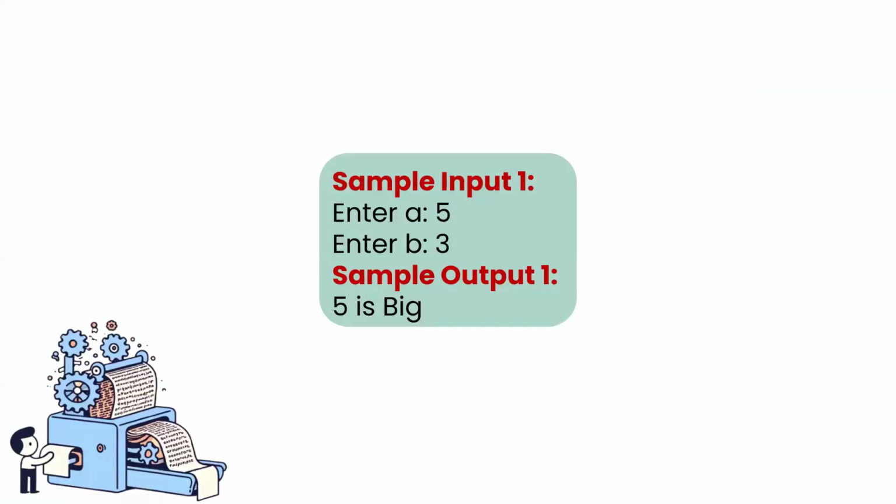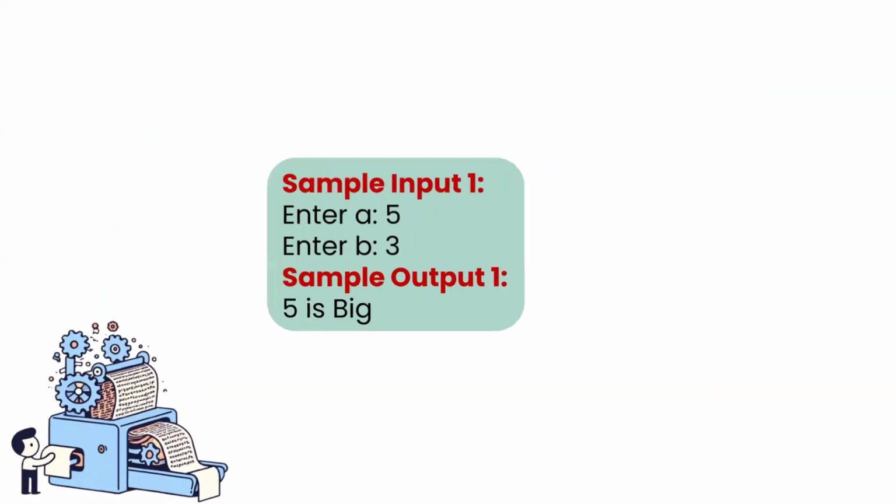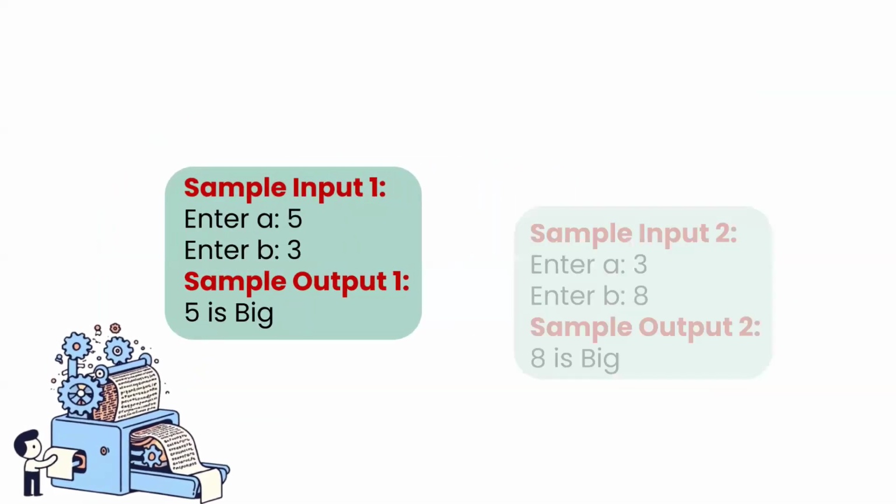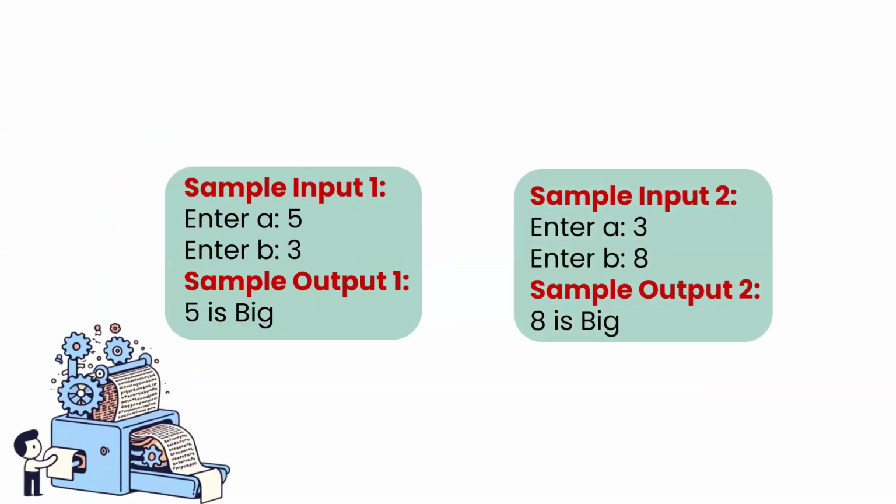Let us say I have given you two numbers. Okay, so I have given you A and I have given you B. So which one is big? Obviously, A is big. 5 is greater than 3. So we need to print that A is big. Now let's see a second example. We have A equal to 3 and B equal to 8. Which one is big? 8 is big. So B is big.